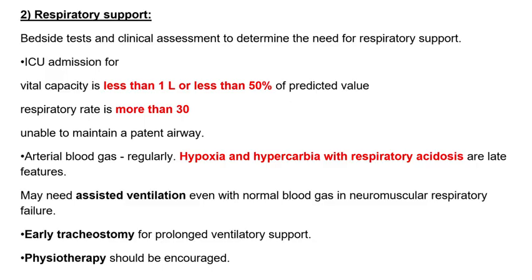Arterial blood gas, we have to monitor it regularly. Hypoxia and hypercarbia with respiratory acidosis are late features of these neuromuscular disorders. May need assisted ventilation even with a normal blood gas in neuromuscular respiratory failure. Early tracheostomy for prolonged ventilatory support, and physiotherapy should be encouraged.